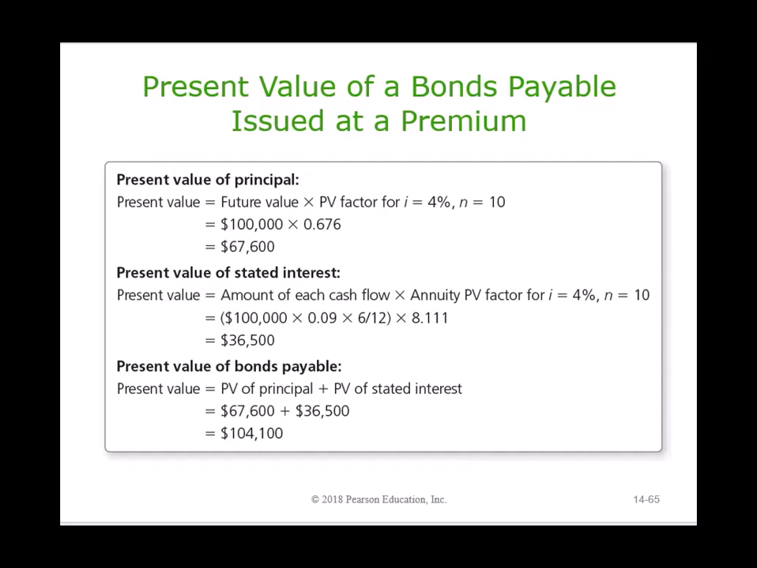So that's the whole basis of our present value calculations. The investors are always going to be earning the market rate, and it's that market rate that's going to dictate the selling price of the bonds. The bond selling price is always going to be based on present value. If present value is more than the face value of the bonds, then we're selling at a premium. If present value is less than the face value of the bonds, then we are selling at a discount.